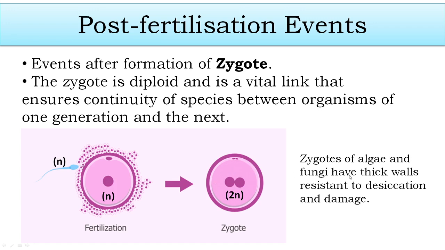They have got very thick walls which are extremely resistant to desiccation and damage, thereby protecting the zygote inside. Right? And when the favorable condition returns, the zygote will develop, through meiosis, into spores, and the spores will germinate.